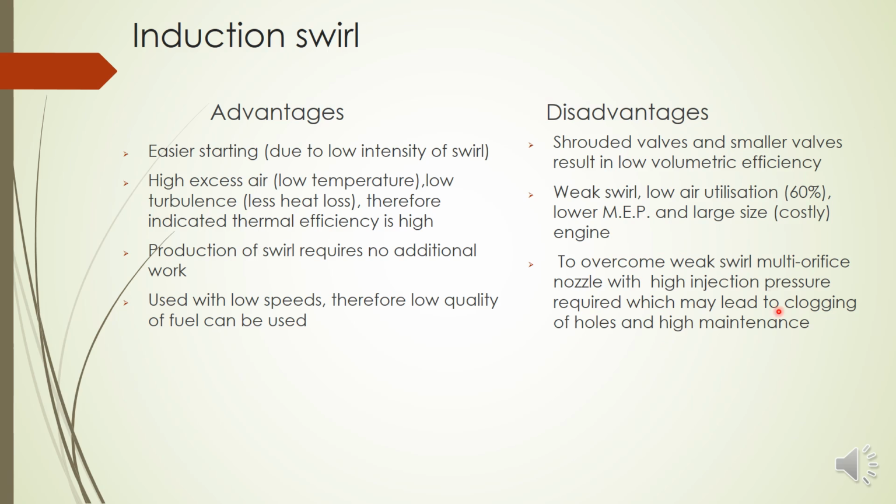And this is another disadvantage. To overcome this weak swirl, we have to use a multi-orifice nozzle. Already we have discussed that if we are using a single orifice nozzle, the swirl must be very high and it should be 360 degree. But in this case, the swirl generated is very low intensity swirl. So we have to counteract that with a multi-orifice nozzle.